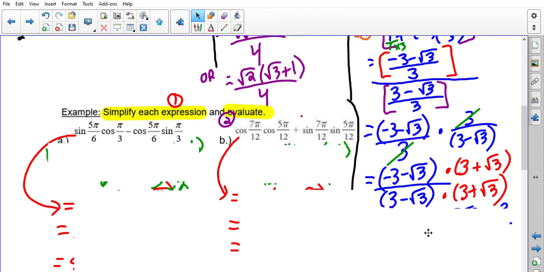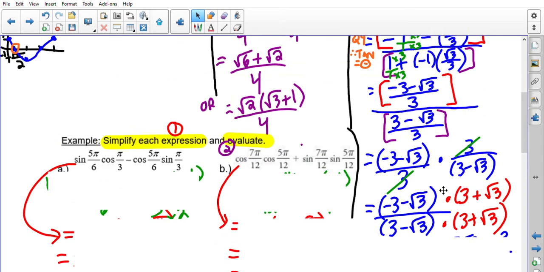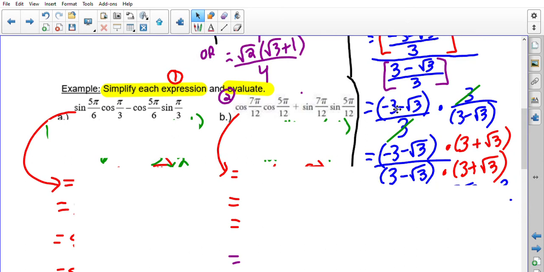You are then left with, okay, so just look at the blue. You're then left with negative 3 minus root 3 divided by 3 minus root 3. Again, you cannot cancel anything out. These are not the same factors. Okay, if you ever have doubts, type it into your calculator. If they are two different values, then they are not the same.